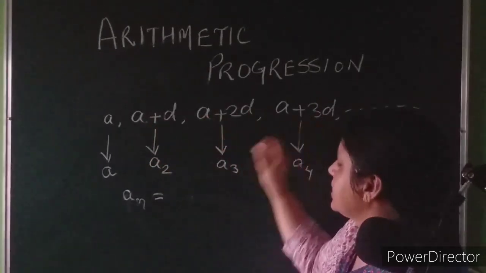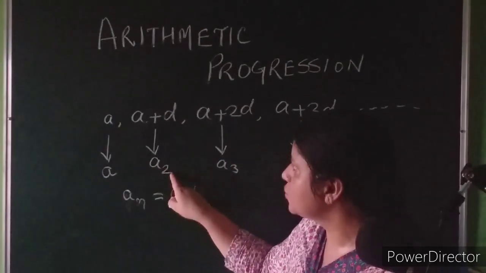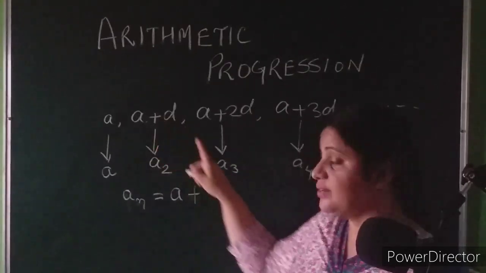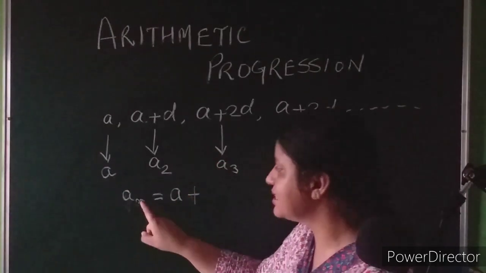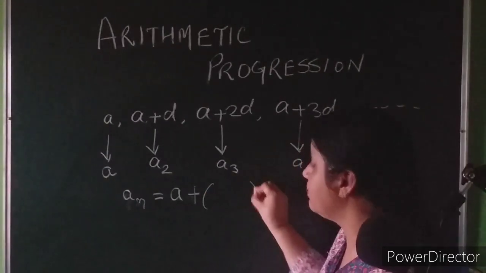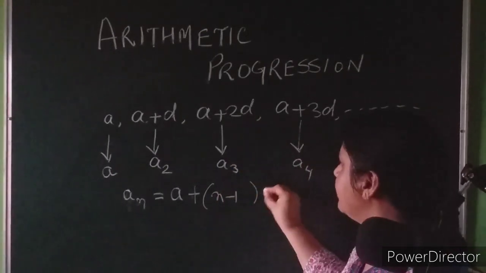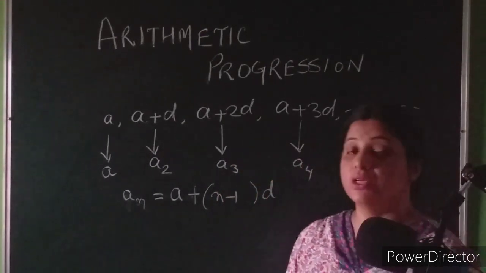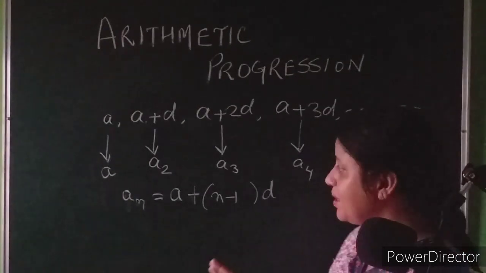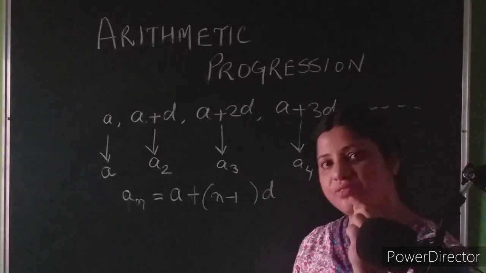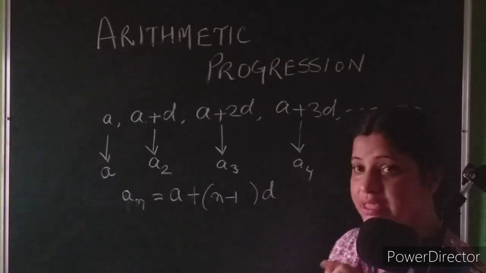A plus, everywhere A plus only. Then, if it is 2, the coefficient of d would be 1. If it is 3, the coefficient of d would be 2. It simply means that if it is n, the coefficient of d will be 1 less than n, that is n minus 1, and d will be followed as it is. So students, this is the most important formula. We have derived that formula, which is the first and the most important formula of arithmetic progression, that is AP, right?